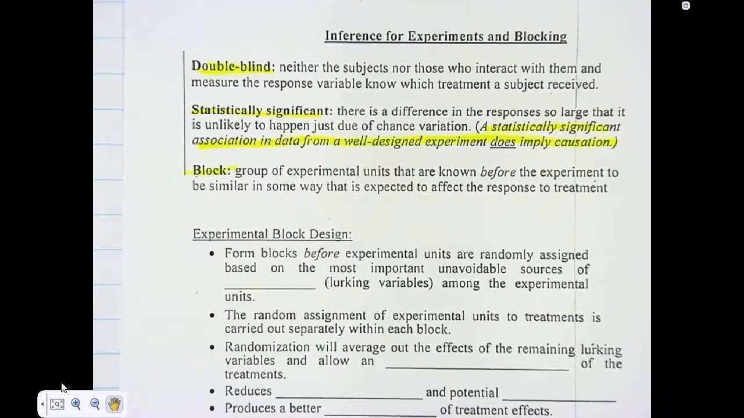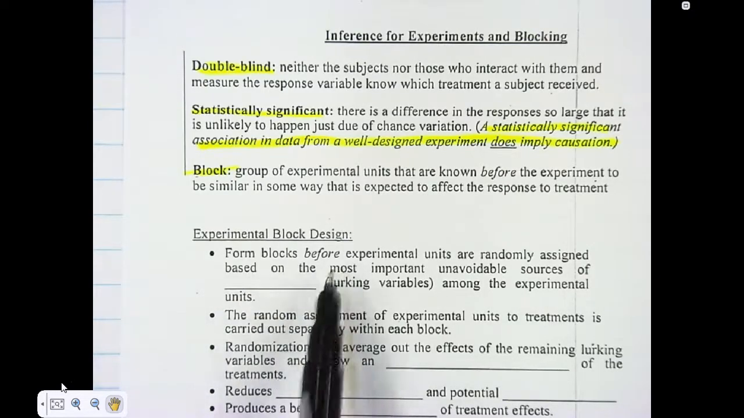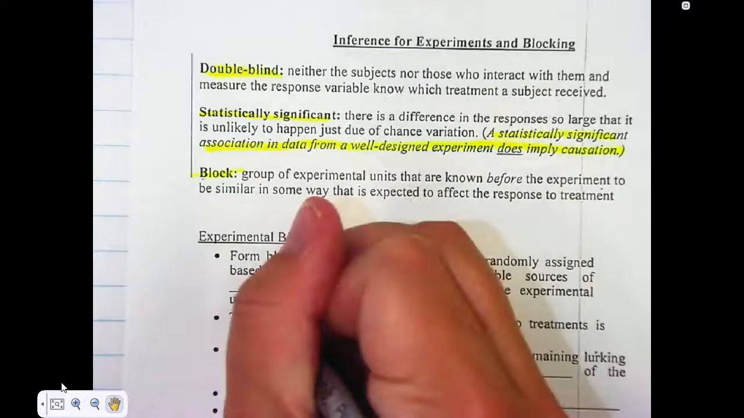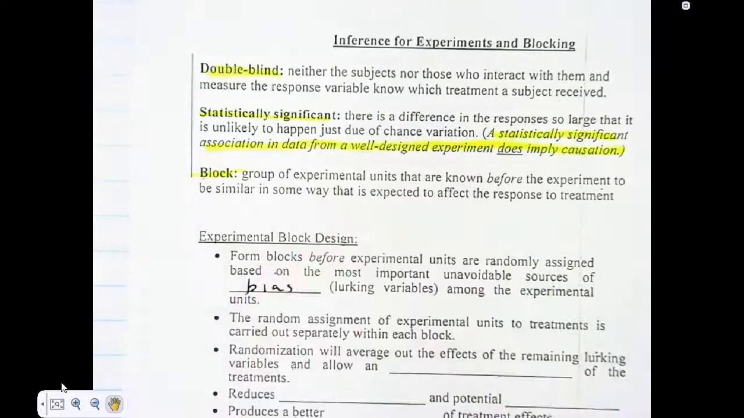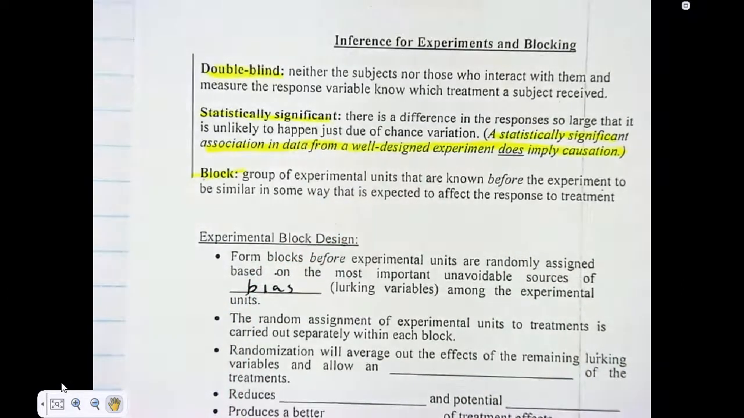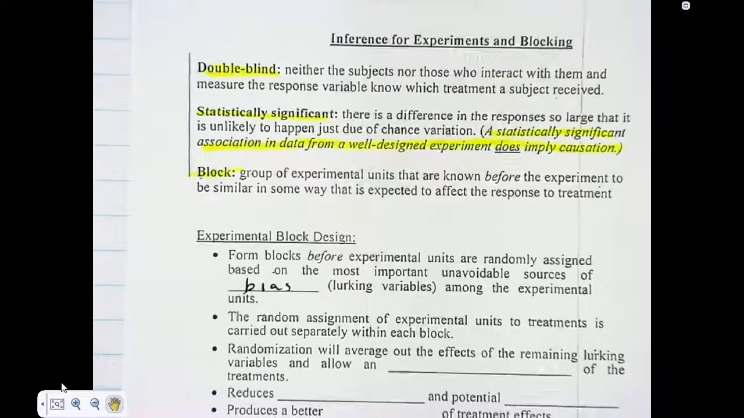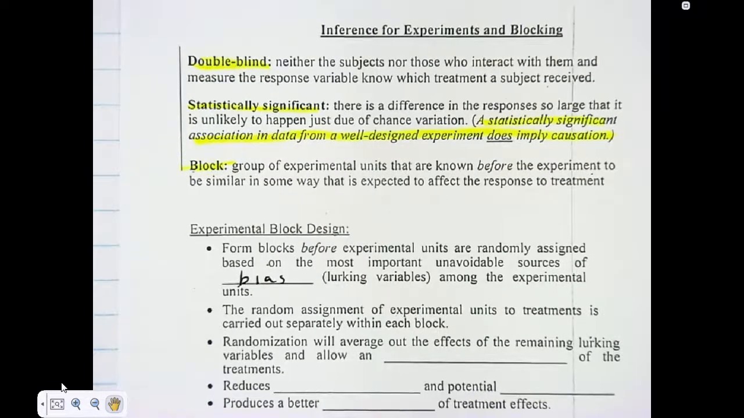So when you're talking about the experimental block design, first of all, you form blocks before experimental units are randomly assigned. Okay, and they're based on the most important unavoidable sources of bias, which has to do with the lurking variables among the experimental units. For instance, if I was judging a new math curriculum, I might want to block by teacher because that's something that could have a great effect, the delivery.